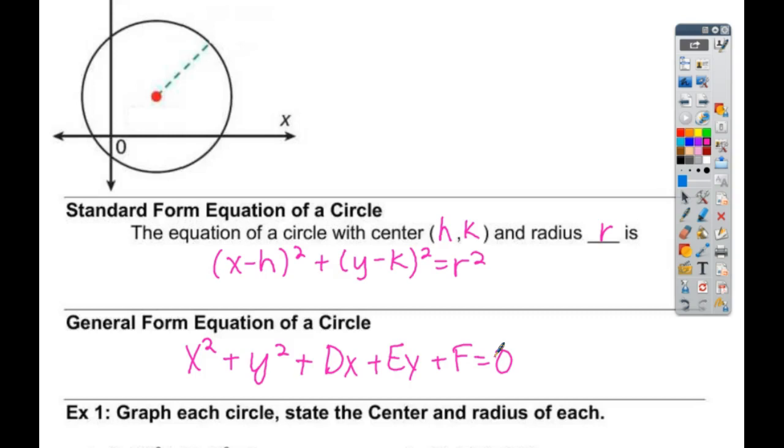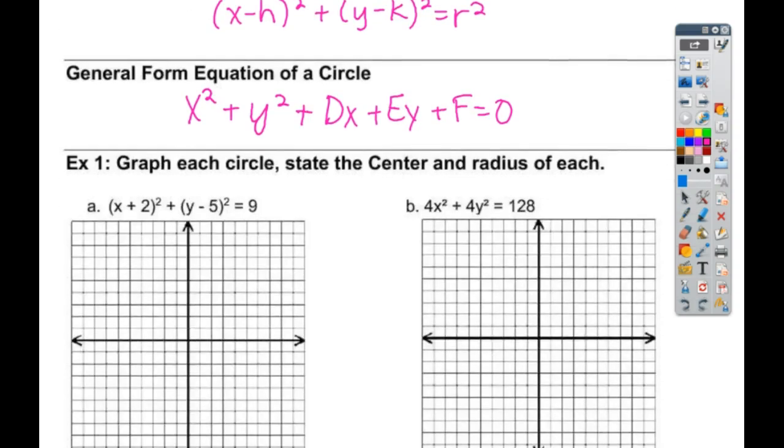So the d and the e are just numbers that are in front of the x and the y, and the f is a constant. But what I want you to see is in general form, the x squared and the y squared, they don't have a number in front of it. Okay, we can't have a number in front of it. It has to be x squared and y squared by itself. So on the next one, you're not. Graph the center. So the center of this circle is -2, 5, and the radius is 3.